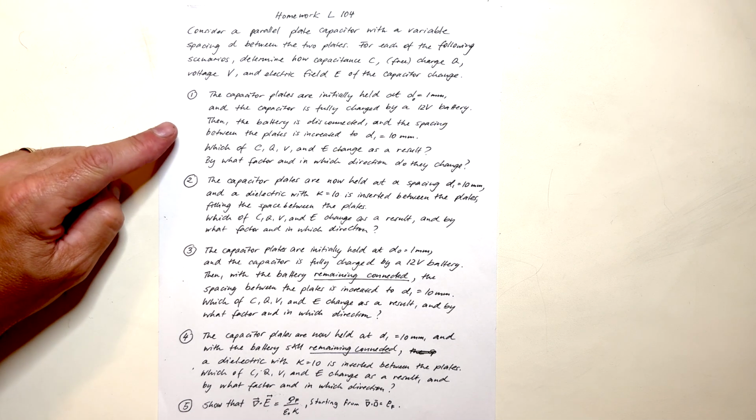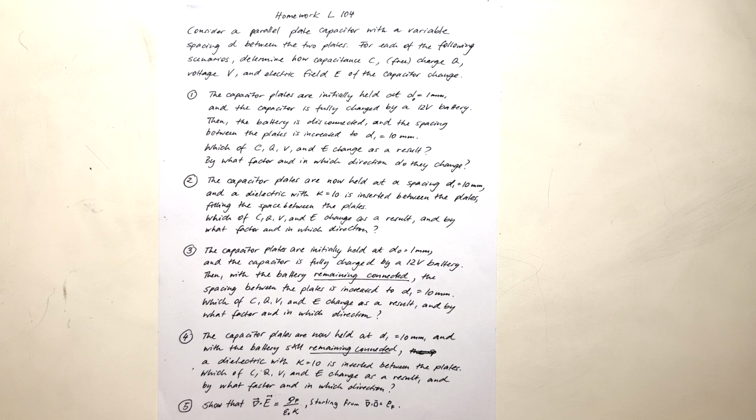So number 1, we're going to consider the scenario where the capacitor plates are initially held at a distance d0 equals 1 millimeter, and the capacitor is fully charged by a 12-volt battery. Then the battery is disconnected, and the spacing between the plates is increased to 10 millimeters. Which of the variables C, Q, V, or E change as a result, and by what factor, and in which direction do they change? I know it's kind of long and wordy. I apologize for that. But let's see.